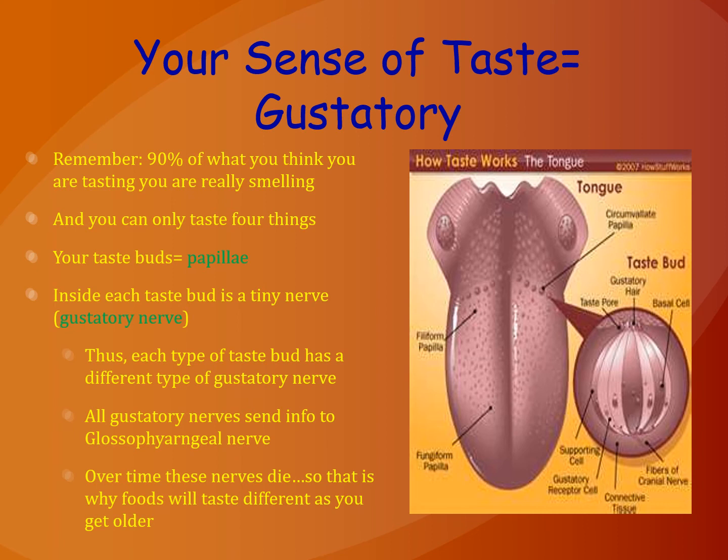And if you can remember, you only have 4 different senses of taste. You can taste if something is sweet. You can taste if something is salty. You can taste if something is an acid, so it's sour. You can taste if something is a base, it's bitter. So each type of taste bud will have a different type of gustatory nerve. And all of these nerves will send information to your glossopharyngeal nerve.